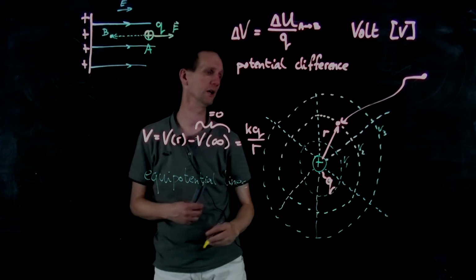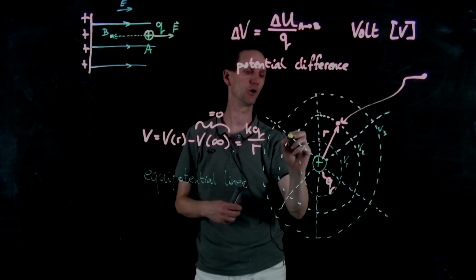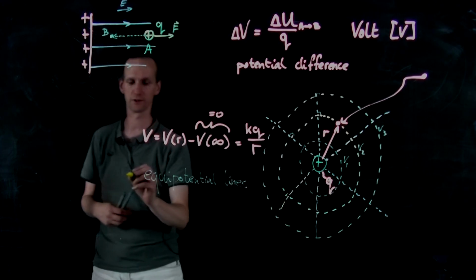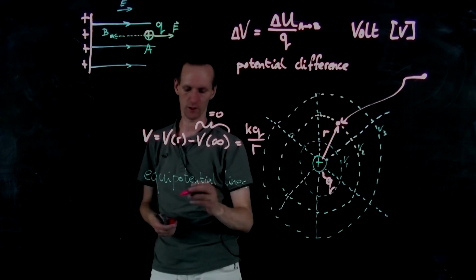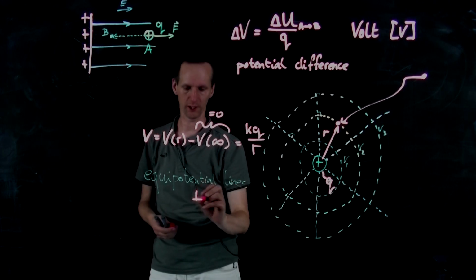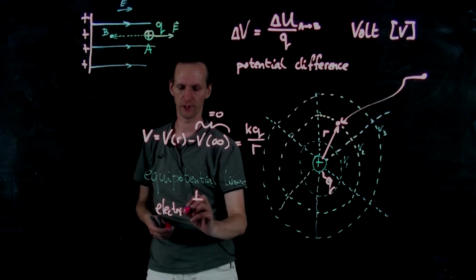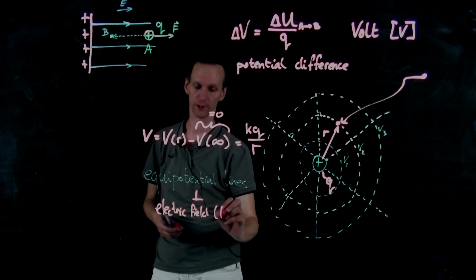And an important thing, as we also see here, is that the equipotential lines are always everywhere perpendicular to the field lines. So the equipotential lines that we have are perpendicular to the electric field or electric field lines.